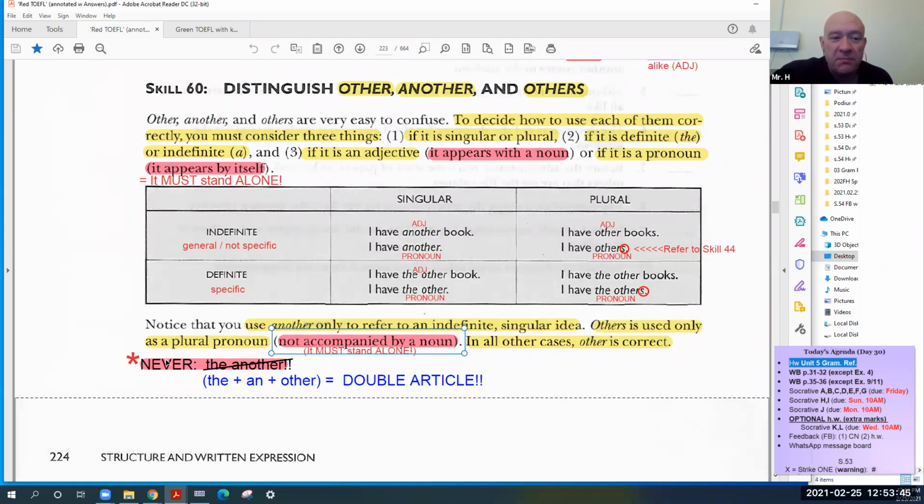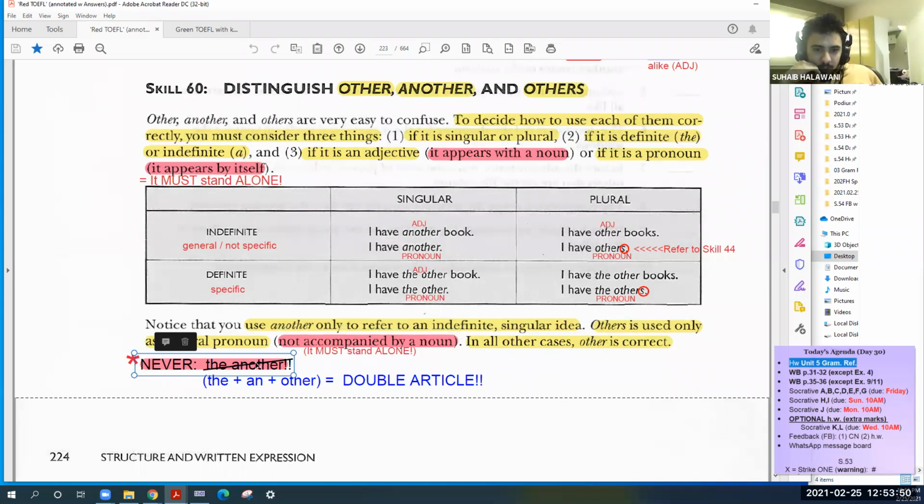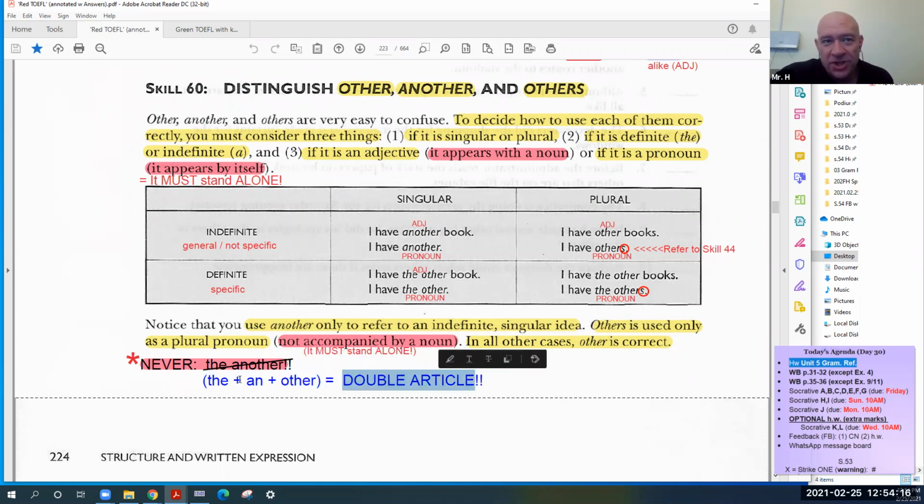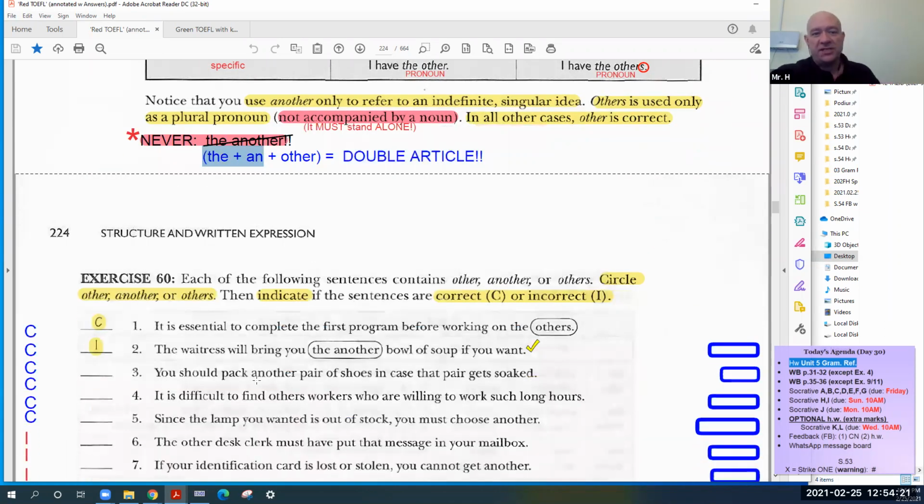Now I want you to read this message here, Suhaid. Never "the another." What's the problem with this, guys? What does it mean if I put "the another"? The plus an plus other. It's a double article. Do you understand? This is a double article. Let's look at exercise 60 now.